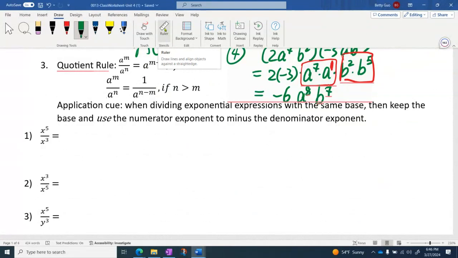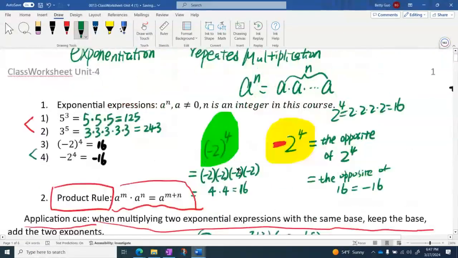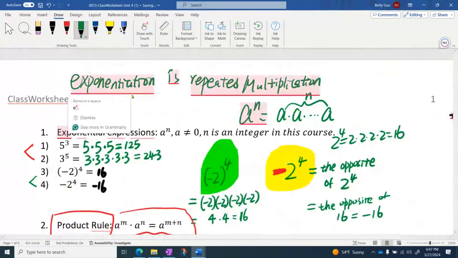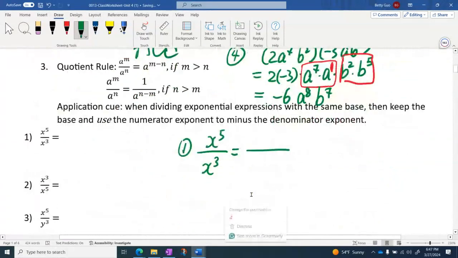I'm going to start from the question and solve the actual problem. Look at the first one. We have x to the fifth over x cubed. Our goal here is to simplify the expression. Let me show you how. I'm going to use the definition again, the definition we went over at the very beginning today. Exponential expressions are just repeated multiplications. I'm only using that definition here to process this problem.